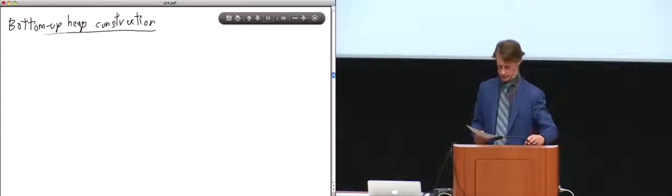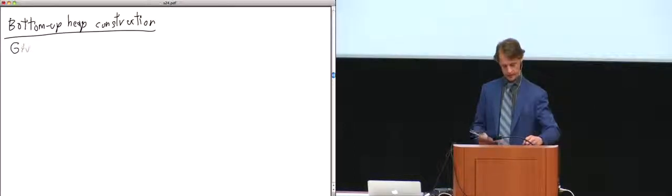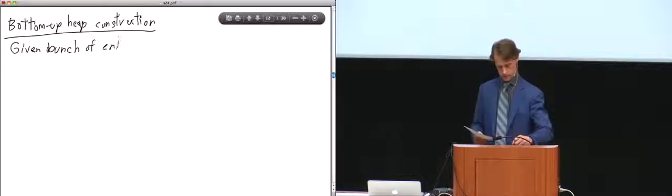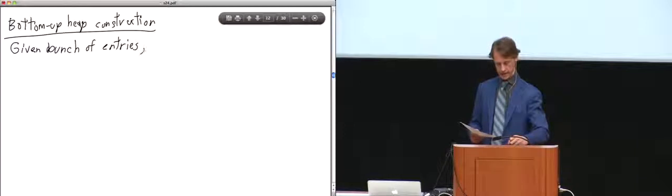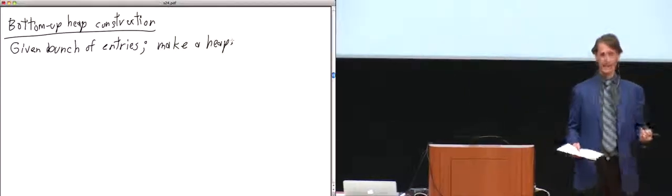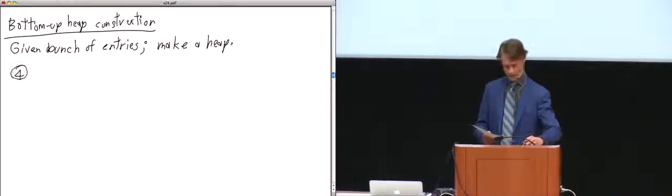So there's one more operation you should all know about called bottom-up heap construction. Suppose we are given a bunch of randomly ordered entries and we want to make a heap out of them. You could insert them one by one. That would take n log n time. Turns out there's something faster. There's a way to do it in linear time.